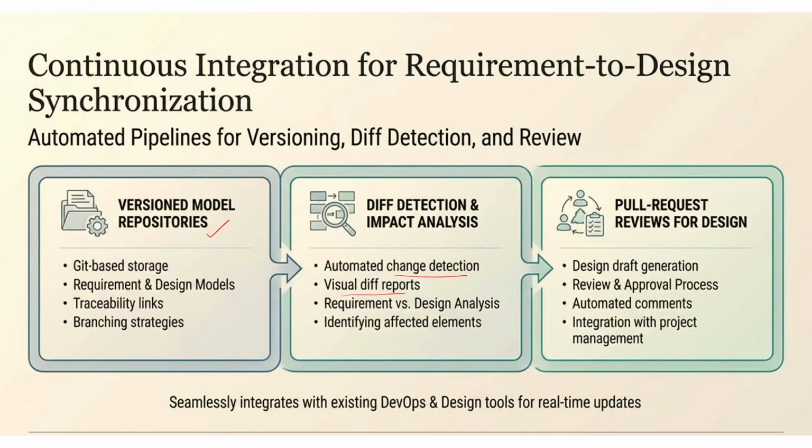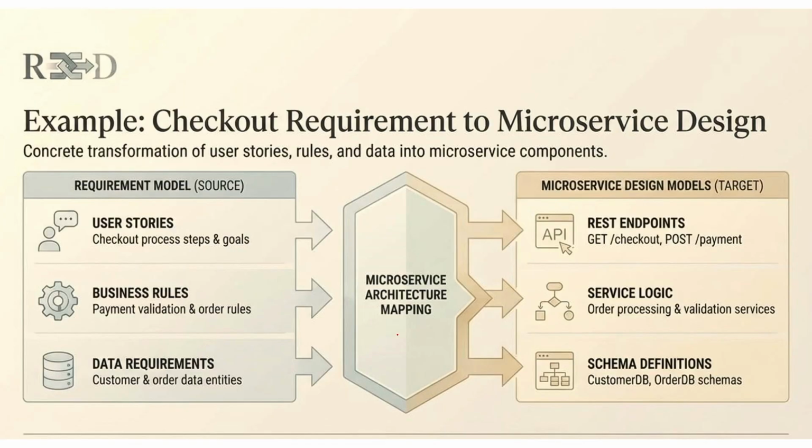So it will create the difference with respect to the modules. Okay, so this is also available, and we have something called pull request reviews for design. So this can also be taken for these automated pipelines. As an example, you can consider this. We are trying to transform the requirements to a microservice design. Here, similar to the prior slides, we have some user stories, business requirements and data requirements, and this is going to be converted to another design which is called microservice architecture mapping.